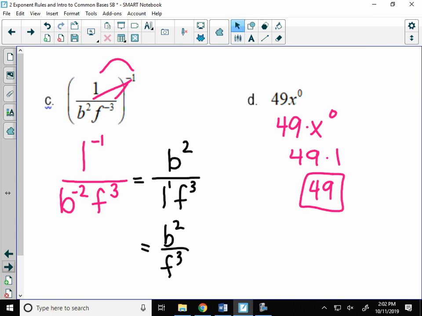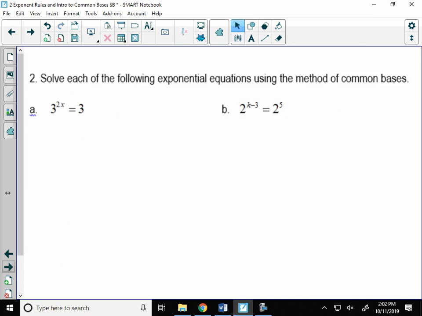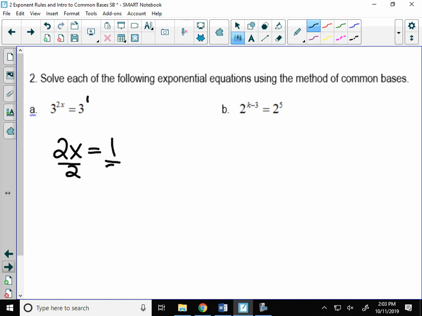So we should know those exponent rules before we get down to the problems here for solving with a common base. All right, so 3 to the 2x equals 3. These both have a base of 3, both sides of the expression. The exponent on the right is 1. So if they have the same base, you get to take the exponents and set them equal to each other. And all you have to do is solve for x by dividing by 2. So x equals 1/2.